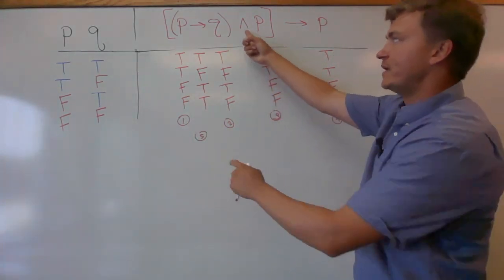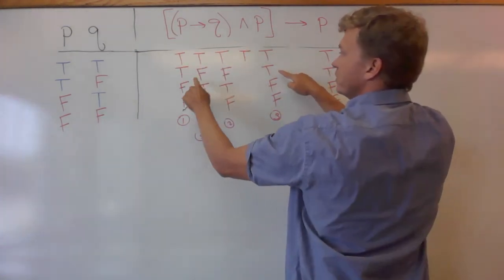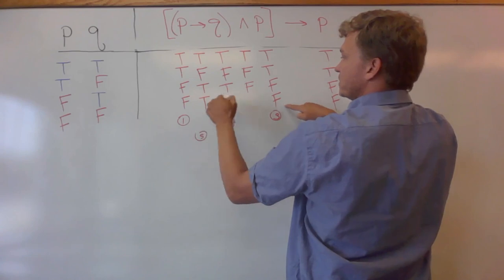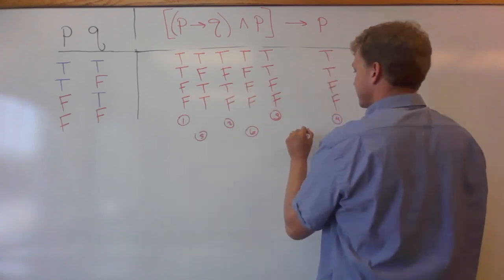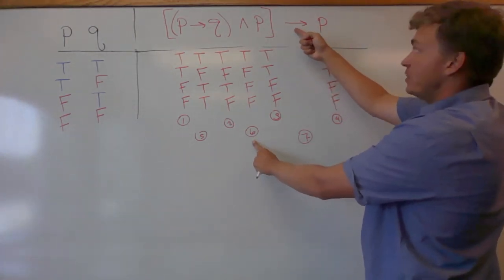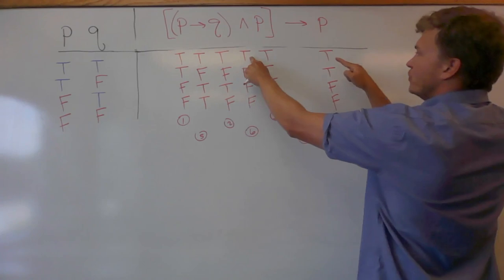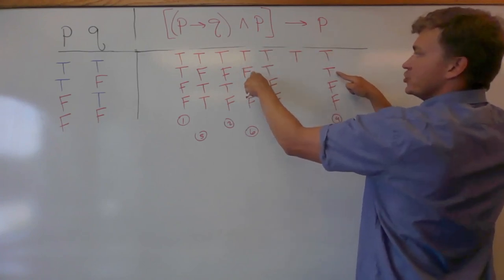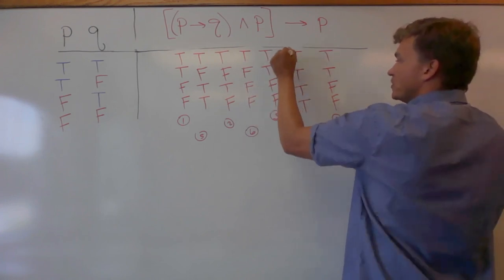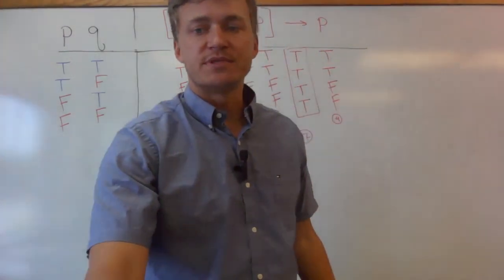Next, we'll have our and connective, bringing together what we just found along with P. True and true is true. False and true is false. True and false is false. True and false is false. So there's our column 6. Lastly, column 7. The conditional statement says take what we just found in column 6. 6 implies 4, so this column implies our P. True implies true is true. False implies true is true. False implies false is true. False implies false is true. Once more for number 16, we have a tautology because our final column ends in only true outcomes.